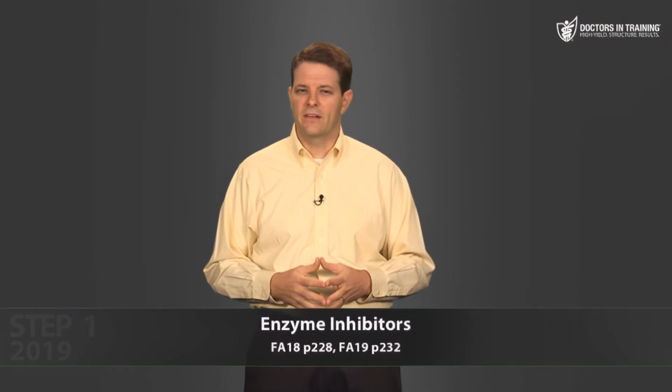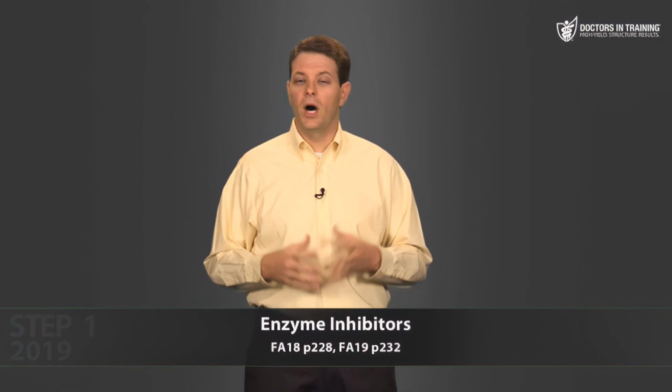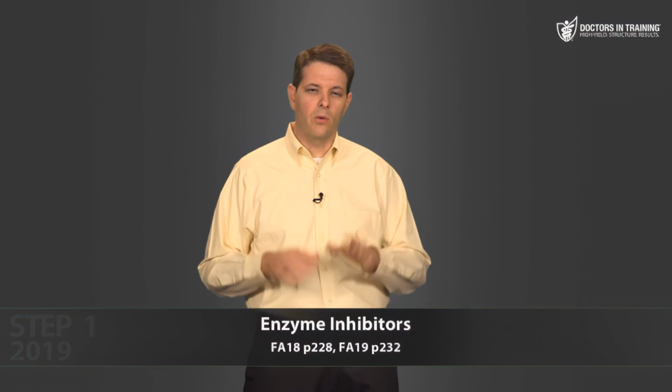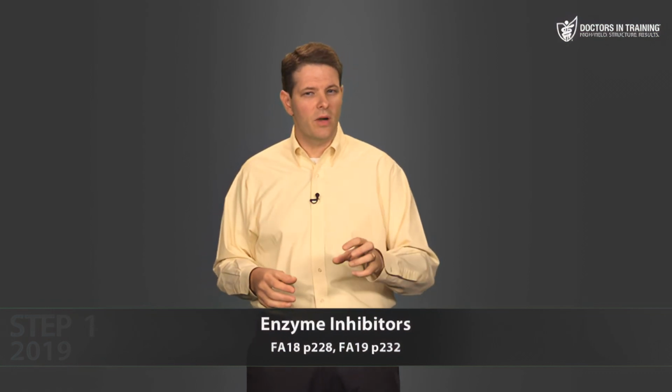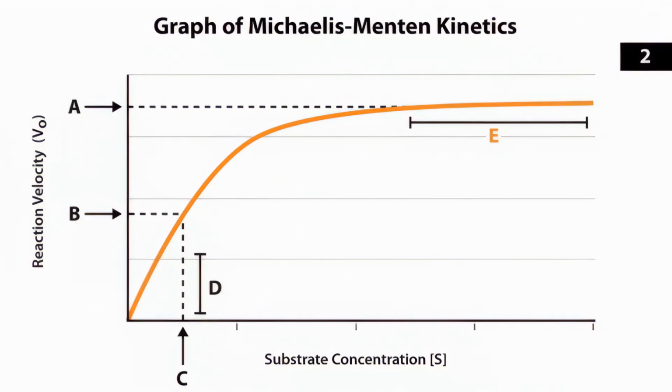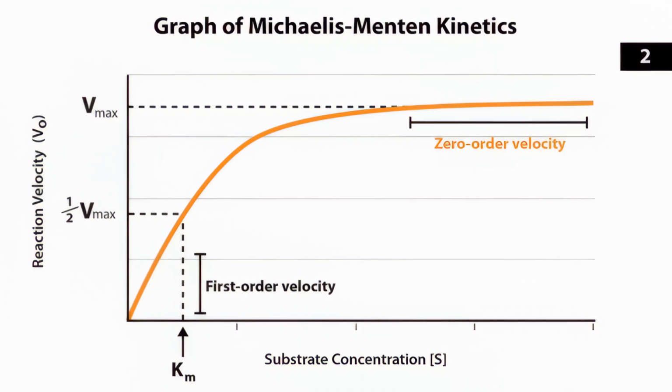Let's take a second and practice these. In your study guide, we have some unlabeled graphs, first without inhibitors and then with inhibitors. So I want you to pause the video and try to label these graphs, and then we'll talk through the answers together. On the Michaelis-Menten graph, A is Vmax, B is 1/2 Vmax, and then C is Km, which is the concentration of substrate needed to achieve 1/2 Vmax. D is indicating the region of first order velocity, and E is indicating the region of zero order velocity.